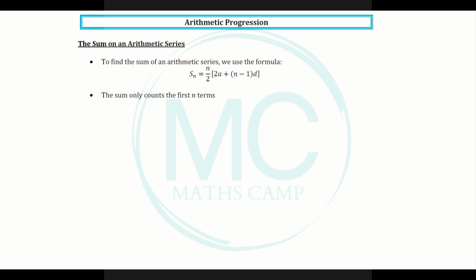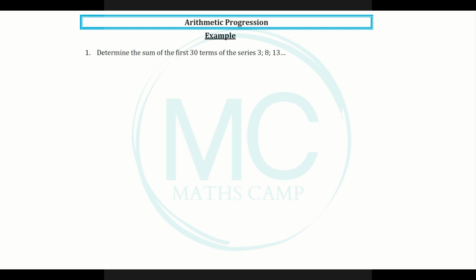Let's look at some examples of how we work with the sum of an arithmetic series. Determine the sum of the first 30 terms in the series. Let's start with our formula. We have Sn, the sum of n terms, is equal to n over 2, open a bracket, 2a, plus smaller bracket, n minus 1, multiplied by d.